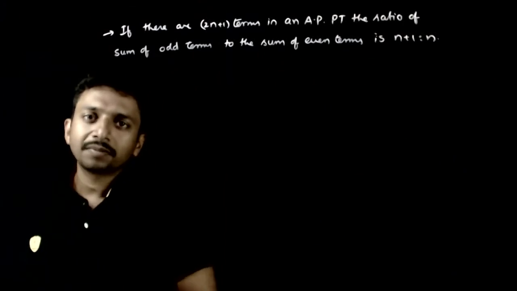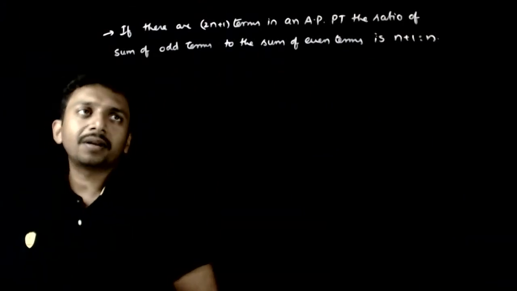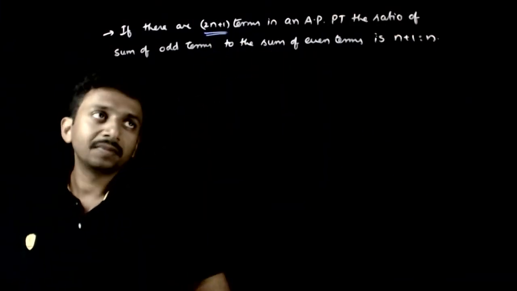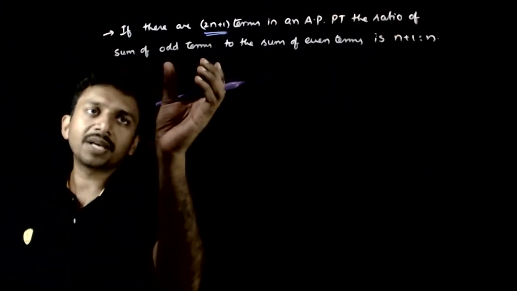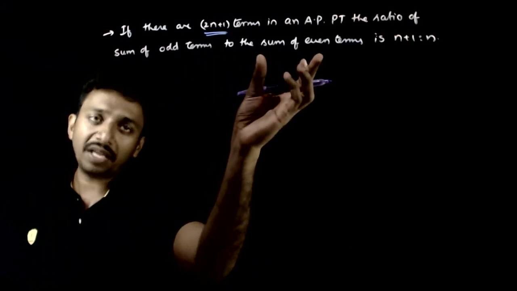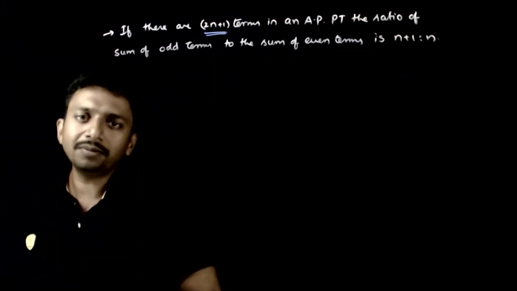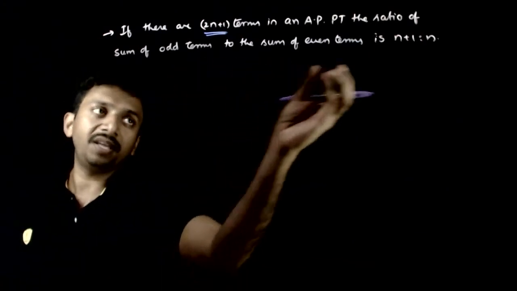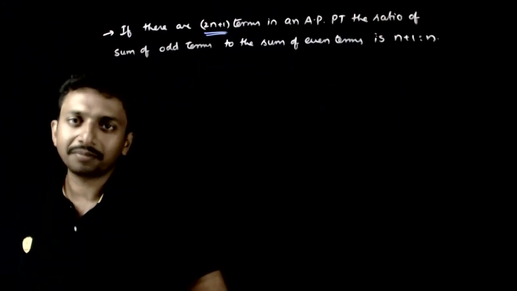So welcome students. In this question, you are told that you have 2n plus 1 terms in an AP. You have to prove that the ratio of the sum of odd terms to the sum of even terms is n plus 1 is to n. Sum of odd terms to the sum of even terms is n plus 1 is to n.